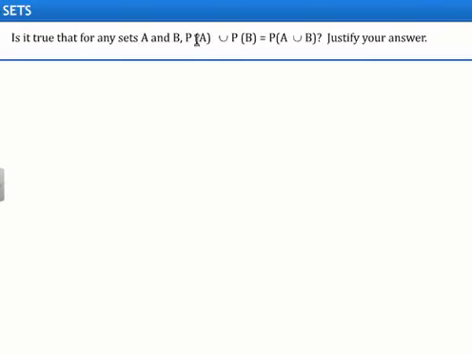In this problem, we need to say whether power set of A union power set of B is equal to power set of A union B for any sets A and B. Also, we need to justify our answer. Let us begin with the solution.